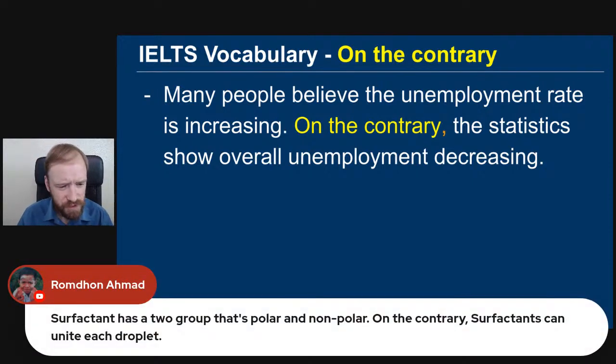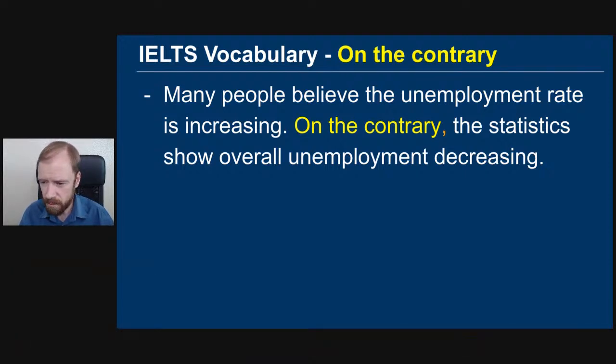I had to check surfactant. What is that? All right, that's chemistry terminology. I don't even know how to say that. Surfactant has two groups, polar and non-polar. On the contrary, surfactants can unite each droplet. Well, I'm not sure what the word surfactants means because that's a chemistry substance. But if you're showing that the first sentence is wrong, then that is correct with a little bit of grammar problem.